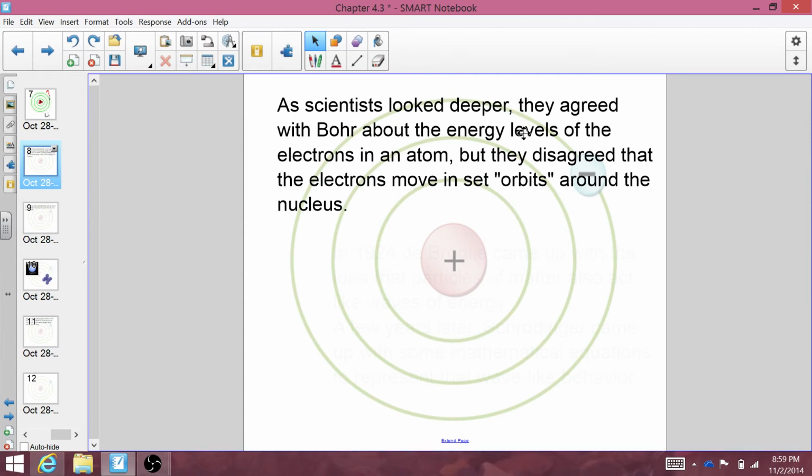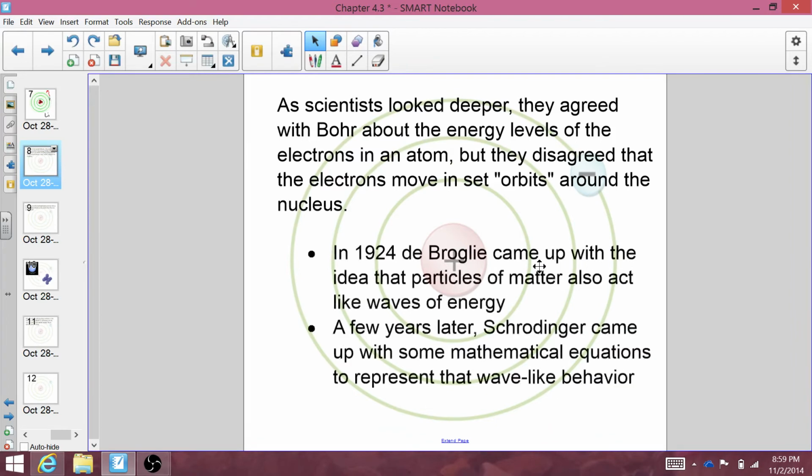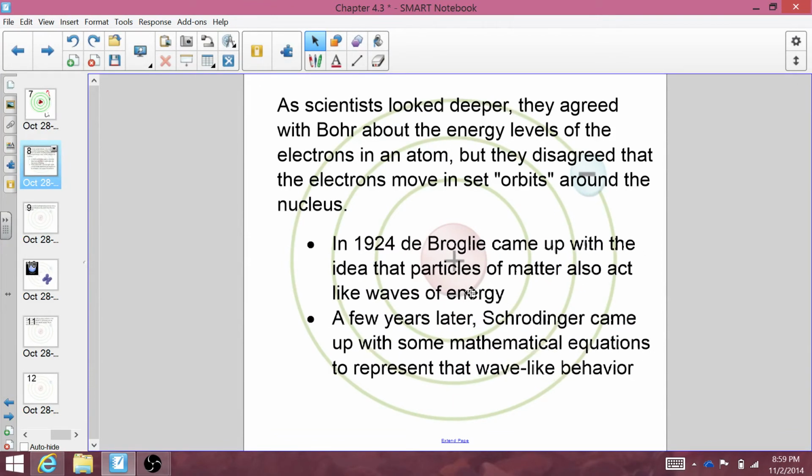But as time went on, scientists said, you know, I don't think that's true. In 1924, there was a guy named Louis de Broglie, and he came up with this idea that particles of matter also act like waves of energy. And it sounds really crazy, and there's a lot of really complicated science and math behind this. But a few years later, Schrodinger said, you know what, that's totally true. And if we look at the electrons in an atom, I can come up with some mathematical equations that represent that wave-like behavior.